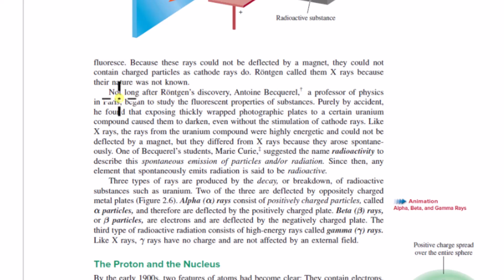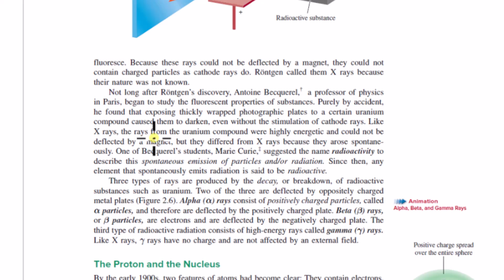All right. Not long after Röntgen's discovery, Antoine Becquerel, a professor of physics in Paris, began to study the fluorescent properties of substances. Purely by accident, he found that exposing thickly wrapped photographic plates to a certain uranium compound caused them to darken, even without the stimulation of cathode rays.